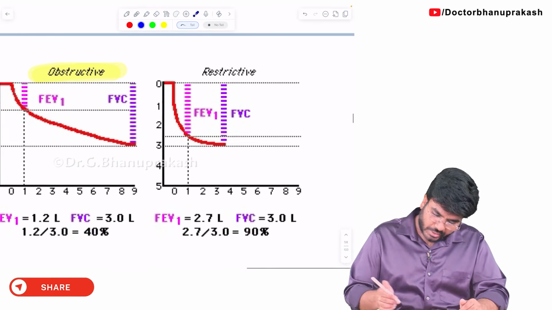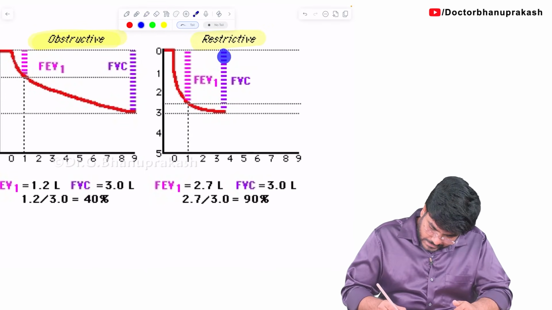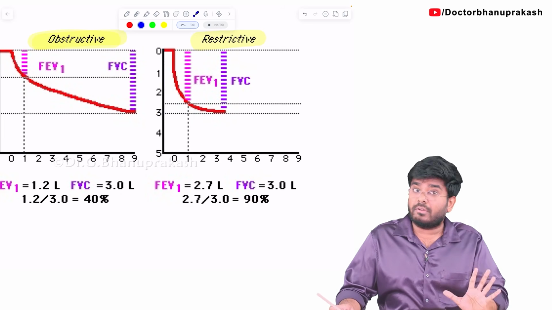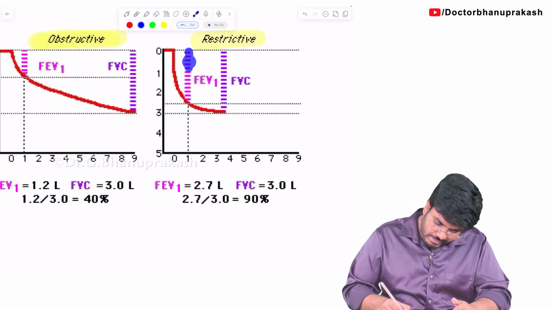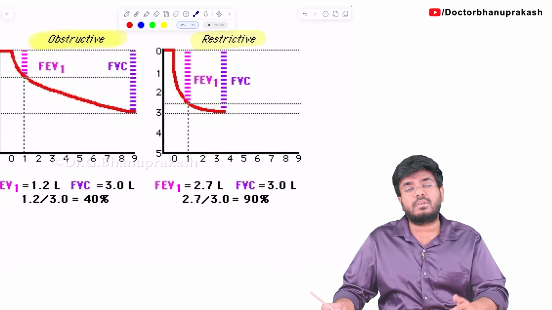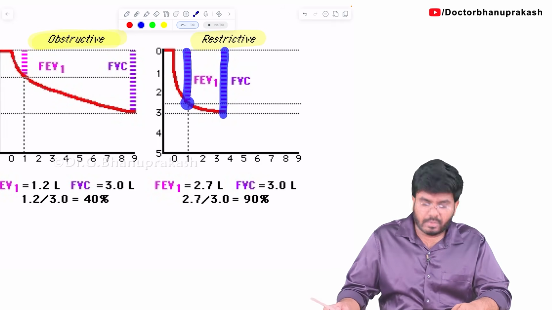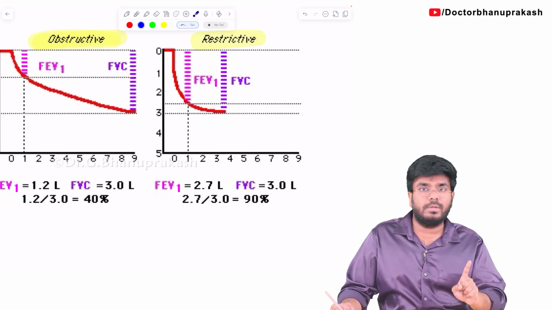Now look at the restrictive lung disease. Look what is happening to the FVC. FVC is 3 liters, reduced. Normal is 5 liters. Here it is only 3 liters. And what about the FEV1? FEV1 is 2.5 liters or 2.7 liters, let's say, in this condition. So both FVC and FEV1 are reduced. In a normal individual, FVC is 5 liters, FEV1 is somewhere around 4 liters.